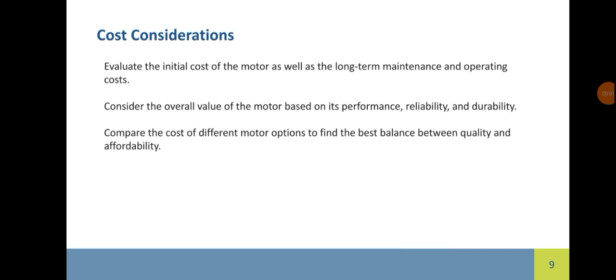Compare the cost of different motor options to find the best balance between quality and affordability.